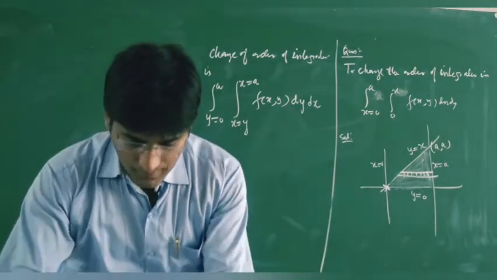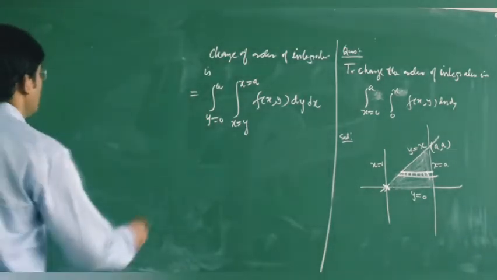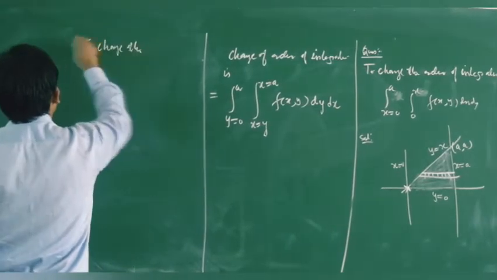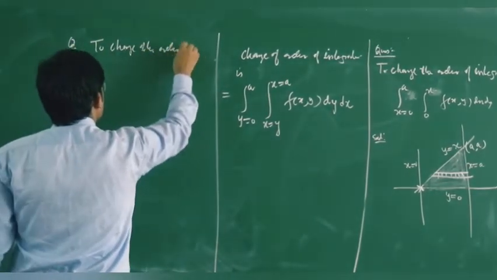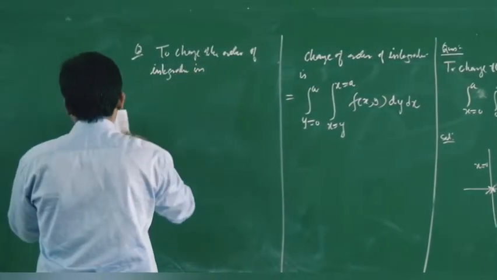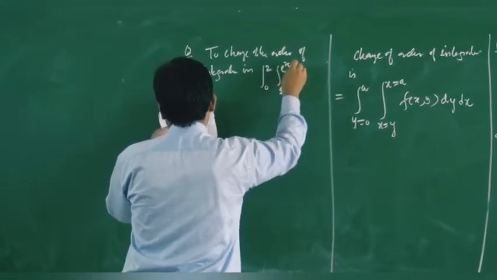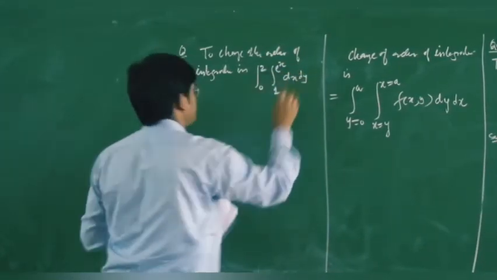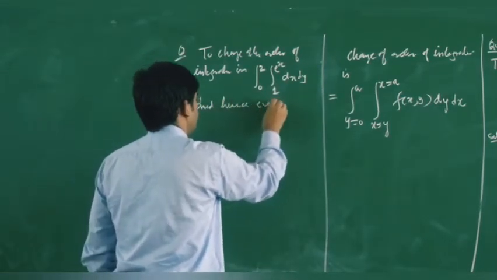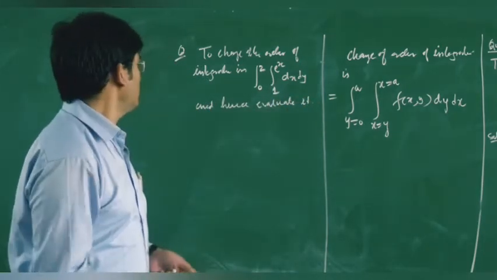Now the next question is to change the order of integration of the double integral, in the double integral from 0 to 2, 1 to e to the power x, and then dx dy. And hence evaluate it, so you also have to evaluate this double integral.